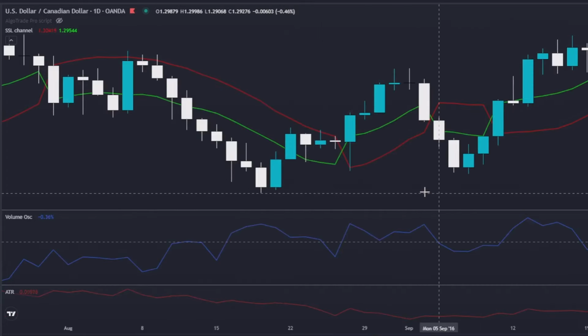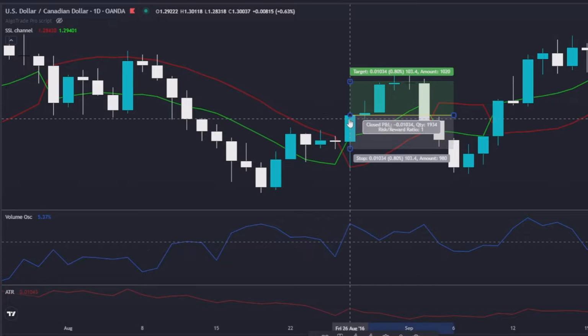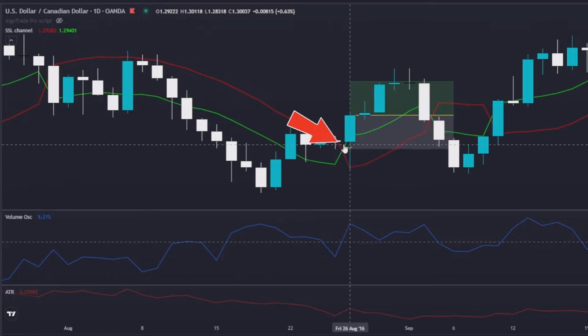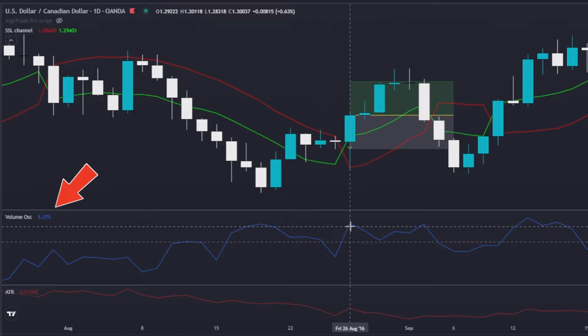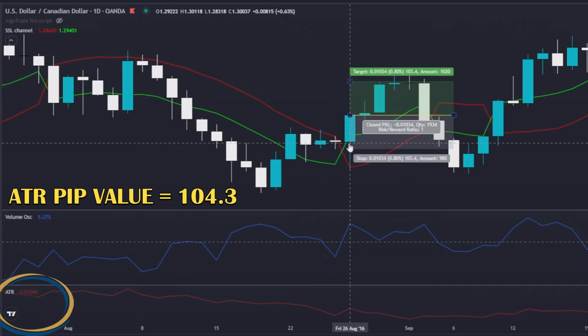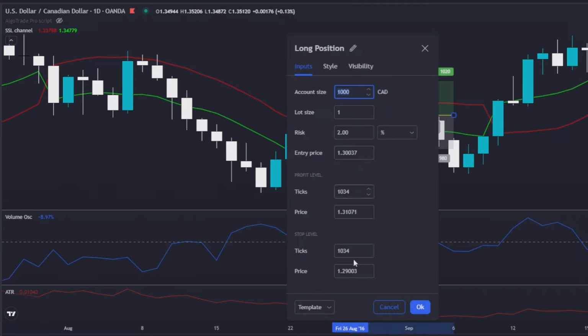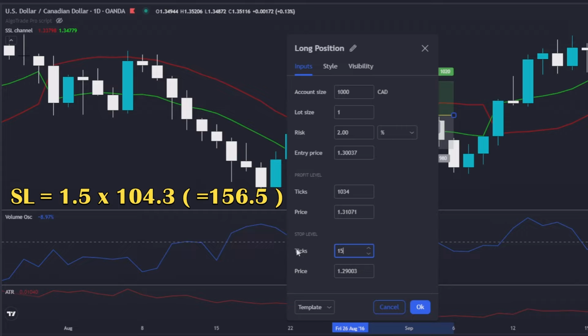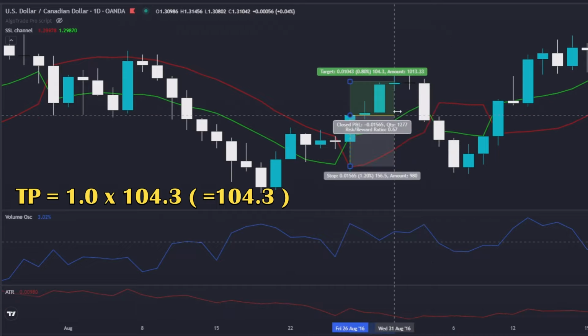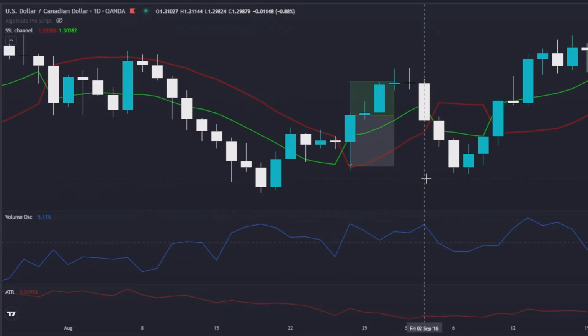Here we have another example of a valid long signal, but now using the volume oscillator. As you can see, the SSL channel gave a buy signal and the volume is at 5.37%, so it is above level 0. The stop loss value is 1.5 times the ATR pip value, so 1.5 times 104.3, which is 156.5 pips, and the take profit is 1 times the ATR pip value, so 104.3 pips.